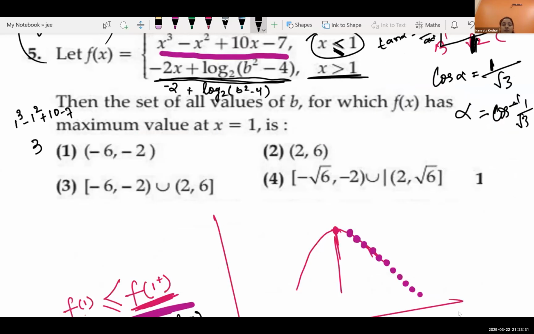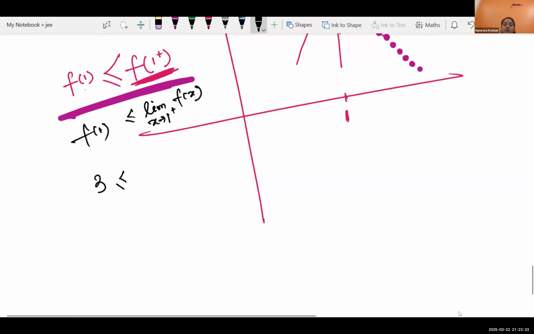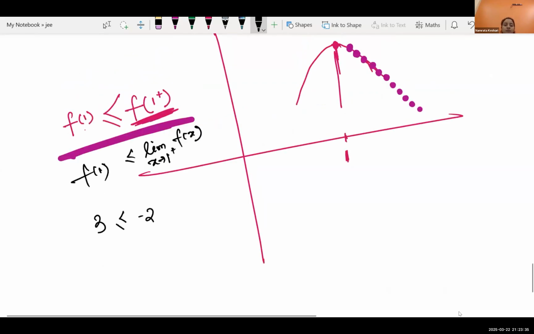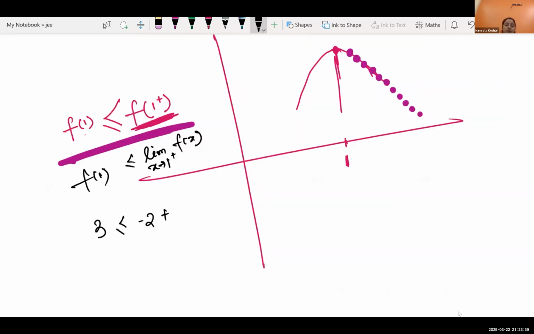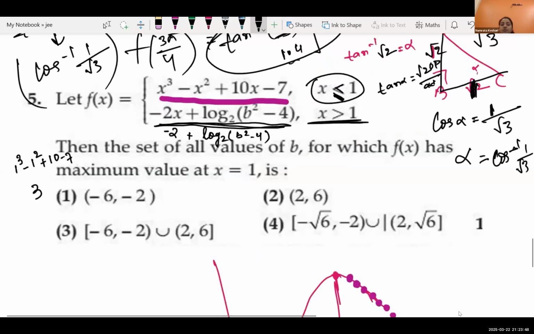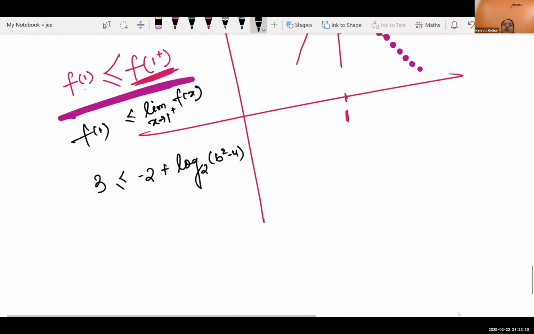So let's compare it. Minus 2 plus log base 2 of b square minus 4. This is what we have created so far. Now we need to solve this inequality. So 2 will go to the other side. 3 plus 2 is 5. 5 is smaller than or equal to log base 2 of b square minus 4.